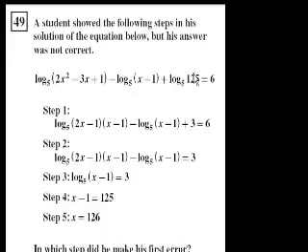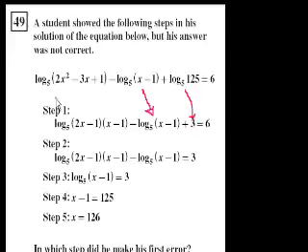Fair enough. All right, now it looks like in this first step, he kept this the same. Can't mess up there. And then he said log base 5 of 125 is 3. Yeah, that's right. 5 to the third power is equal to 125. So that is right as well.